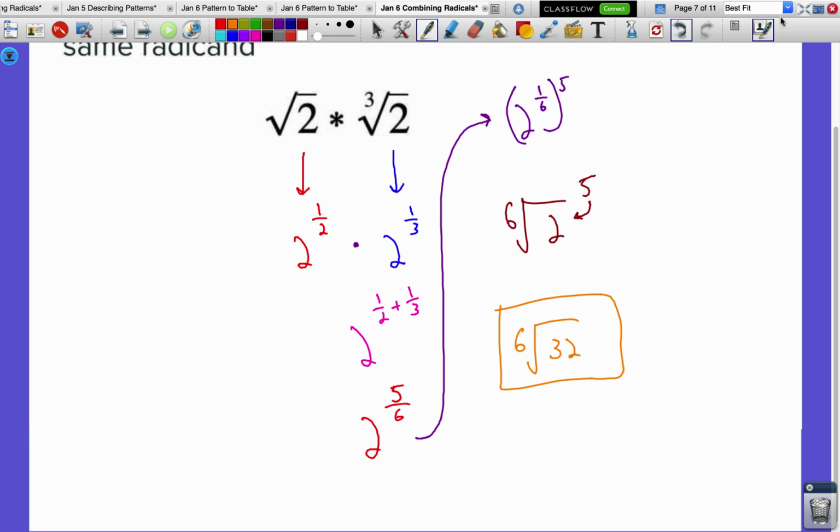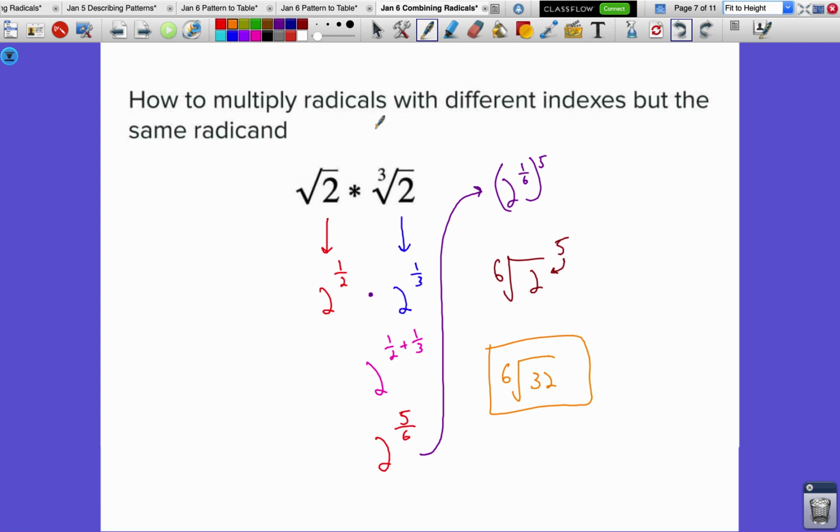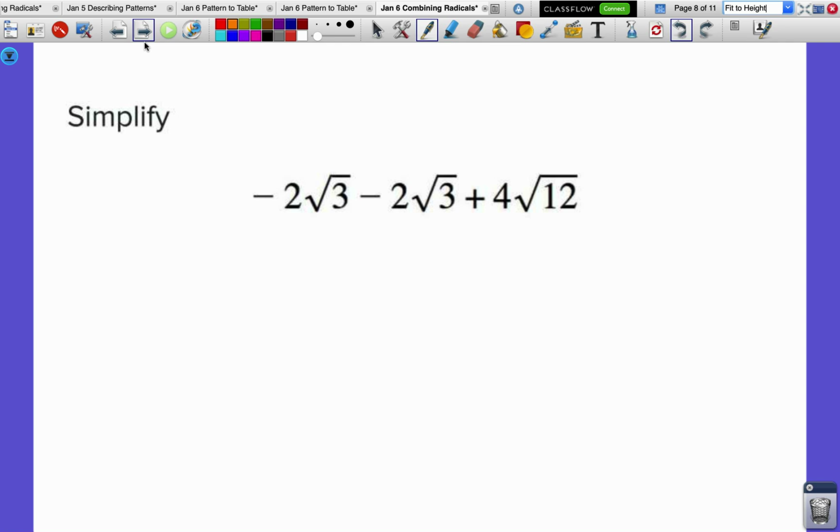Consider this just a preview. We'll do a lot more with the exponential form of radicals later, but here is a way to simplify this.